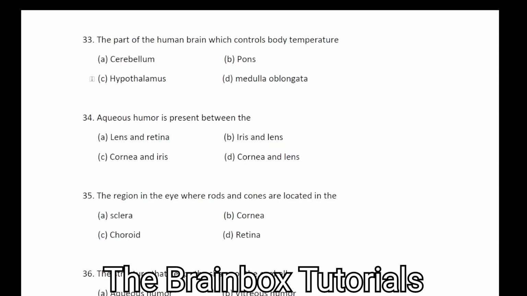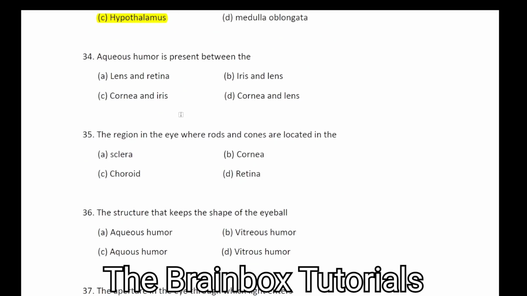And the correct option is C. Hypothalamus. Number 34. Aqueous humor is present between the option A. lens and retina, option B. iris and lens, option C. cornea and iris, and option D. cornea and lens.